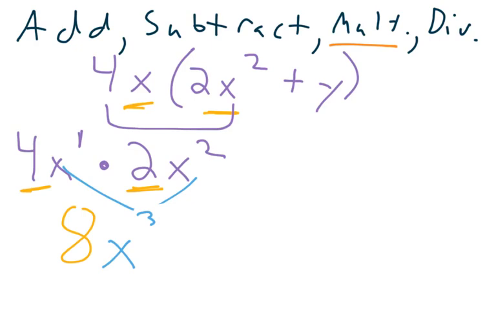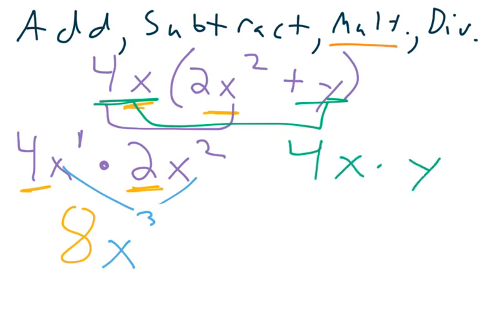Now, when we do the second part of this, 4x times y, they don't have any like terms. So this plus sign is going to come on down. And imagine there's a number 1 in front of our 4. 4 times 1 gives me 4. And then I'm not multiplying an x times another x or a y times another y. So all we do is just stick those together. So I get 8x to the third plus 4xy.